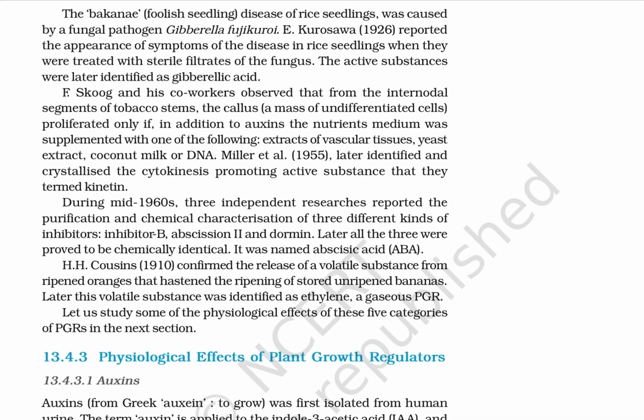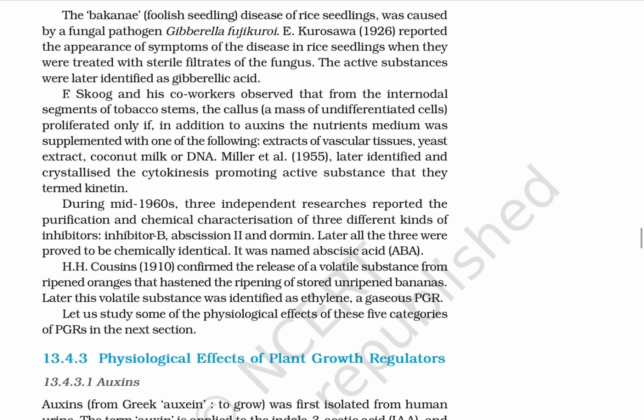The bakanae, that is the foolish seedling disease of rice seedlings, was caused by the fungal pathogen Gibberella fujikuroi. Kurosawa reported the appearance of symptoms of the disease in rice seedlings when they were treated with sterile filtrates of the fungus.